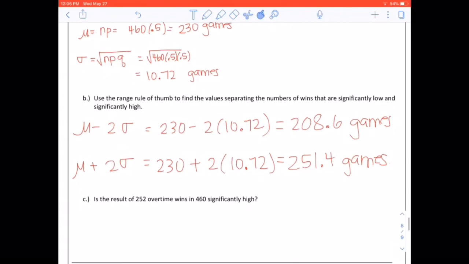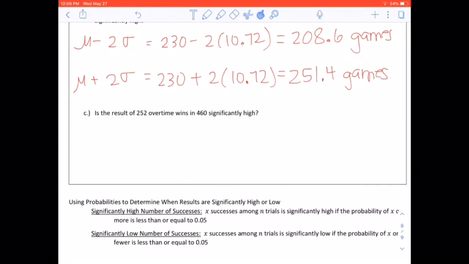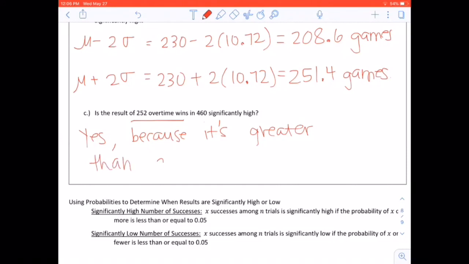So the next part down here, part C, says is the result of 252 overtime wins in 460 games significantly high? So yes, because it's greater than that cutoff that we had, so greater than 251.4 games.